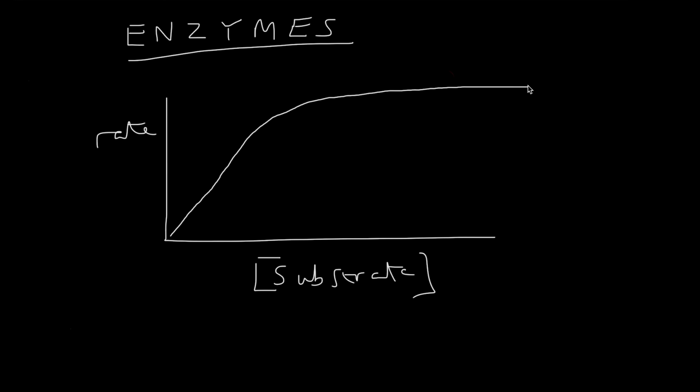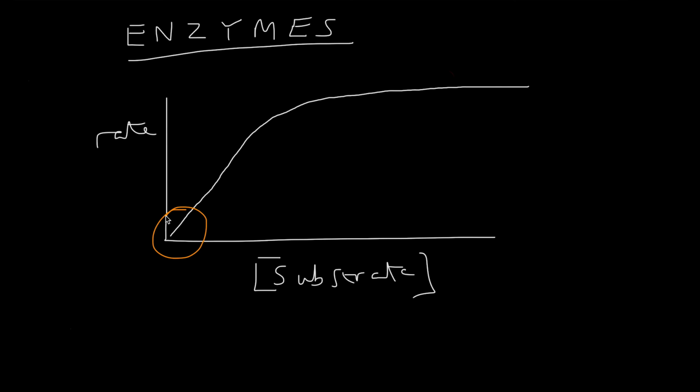So what's happening on the first part of the graph down here, let's change the colour to orange. On the first part of the graph down here, what's happening is that as you get more substrate, with the same amount of enzyme, more and more of the active sites are getting filled with substrate, so the rate of reaction is going up in a linear fashion, in other words, a straight line.